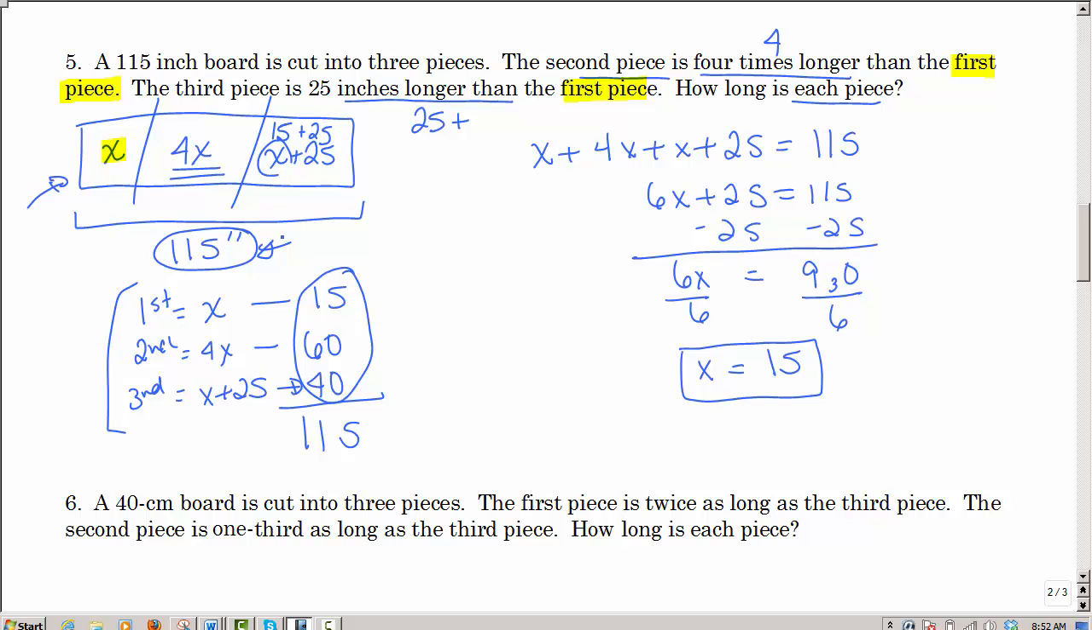So on the test and on your work, if you don't put the inches or the centimeters, that's okay. I'm not going to take off about that.